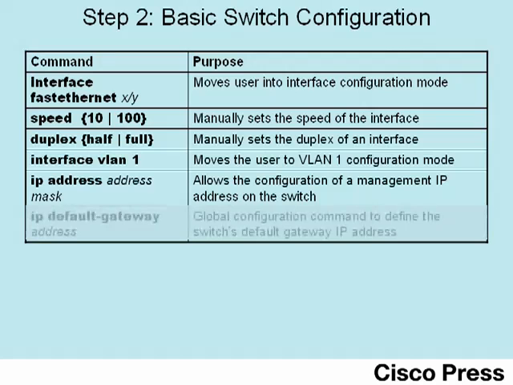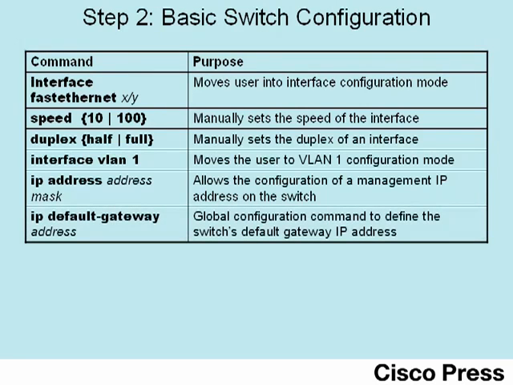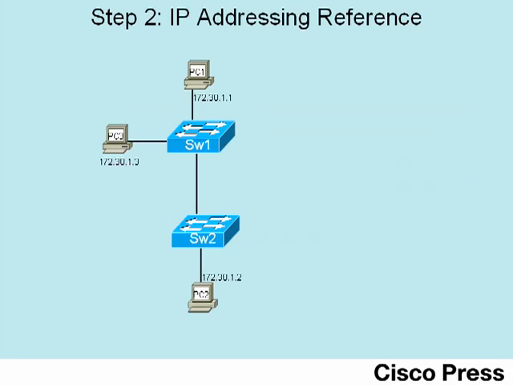Additionally, a switch thinks like an end-user host in regards to IP, so the switch needs to know its default gateway, and we'll use the IP default-gateway command that you see there. The table of commands is in your booklet, so you might want to refer to that while we're going through the CLI. But first, let's talk about the IP addressing scheme used here.